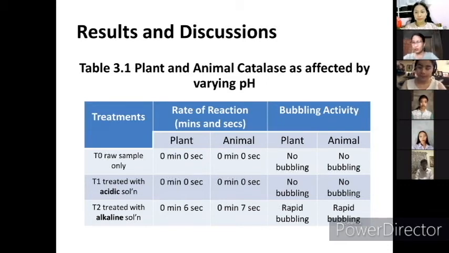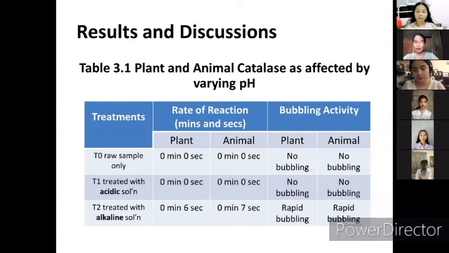Treatment 1 is treated with acidic solution. Acidic means it's very high in hydrogen ion. If we still remember, acidic solutions have a pH level ranging from 1 to 6.5. In that table, it did not produce any rate of reaction and bubbling activity. Therefore, based on literature, acidic solutions affect the structural integrity of molecules, especially proteins, since catalase is a protein.